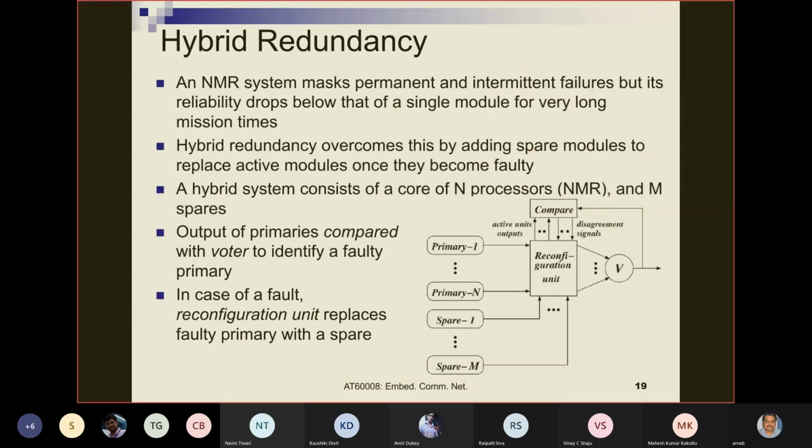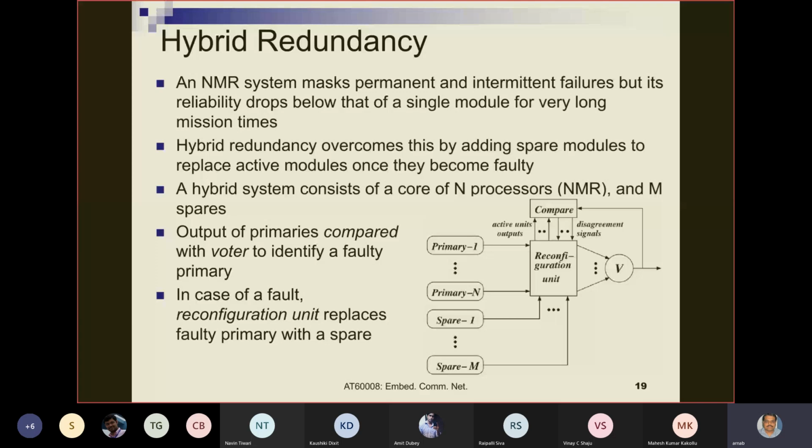Okay. So as we told, we were looking at schemes where we want to reduce the cost of an N modular system, and we were looking at the case when spares can be dynamically added. So again, hybrid system is another one where an NMR masks. Fine, NMR. We talked about the problem of NMR. What was the problem of NMR?